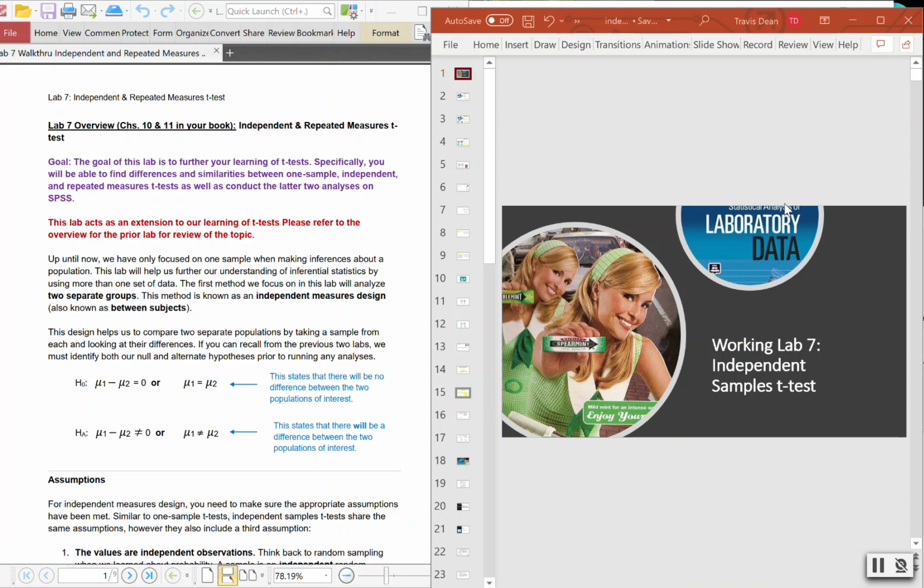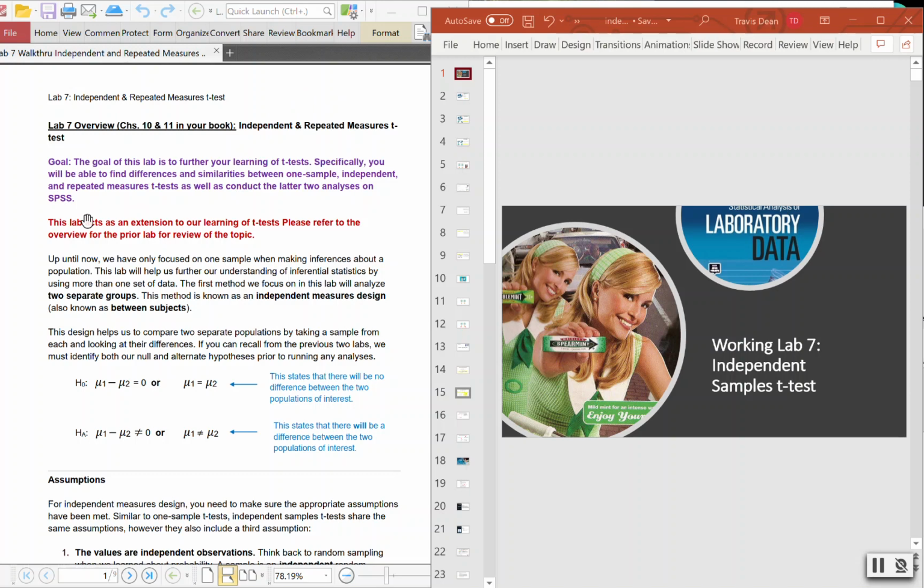So the goal of this lab is to further your learning of t-tests. Specifically, you will be able to find the differences and similarities between one sample, independent and repeated measures t-tests, as well as conduct the latter two analyses on SPSS.